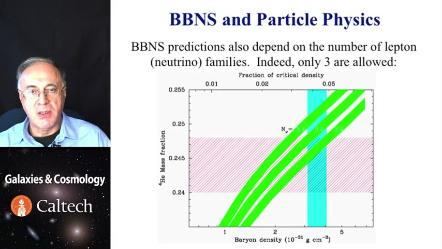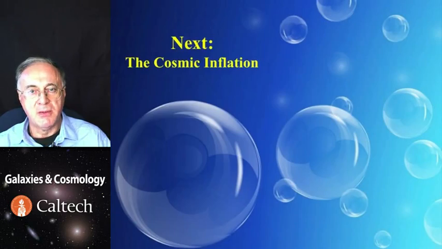And the Big Bang nucleosynthesis predicts that there should be only 3 of them, which is in agreement with what we know from particle physics. Next time, we'll talk about inflation.